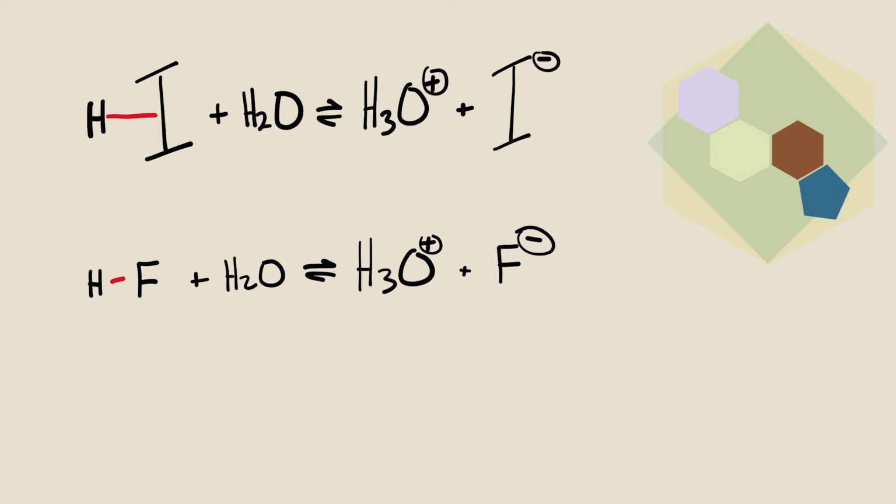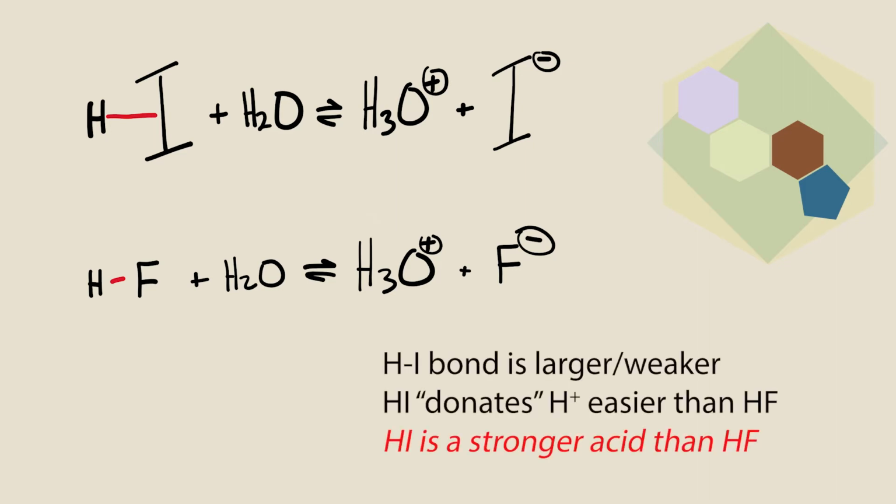Another accepted argument is based on bond strength. An acid can be defined as a proton donor. HI is more likely to donate H+, since the HI bond is larger and weaker than the HF bond.